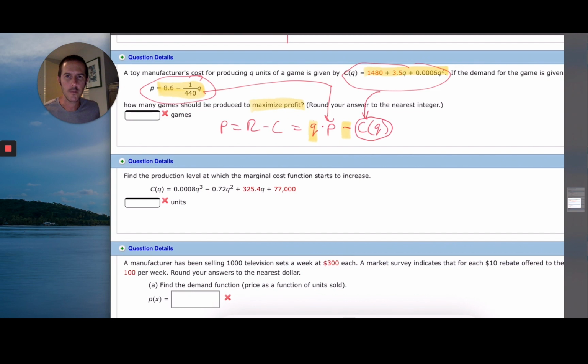Right, so when you take the first derivative of that profit function, you'll set it equal to 0, and you'll get a Q value. How many games should be produced to realize that maximized profit? So your answer is going to be a Q value. Whatever you find by taking the first derivative and setting it equal to 0, that's going to be your answer. If you wanted to know the maximum profit, you would then have to take that Q value and plug it into your profit function.